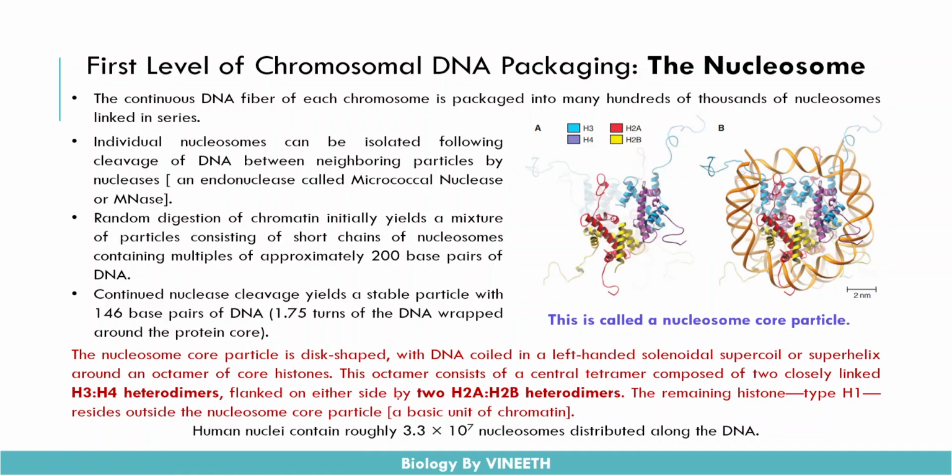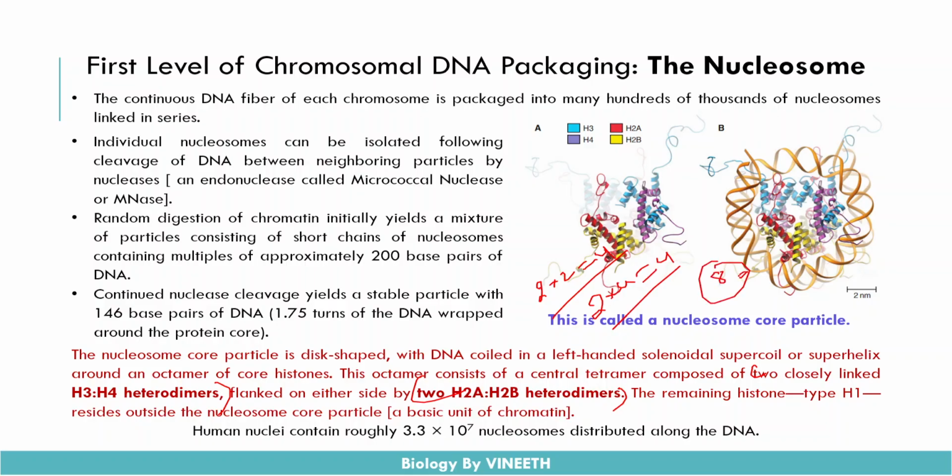So what we have here is two H2A H2B heterodimers, that means 2 into 2 proteins, which forms 4 proteins. And here we also have two closely linked H3 H4 heterodimers, 2 into 2, 4 proteins. So these 4 plus 4 proteins form an octamer core of a set of 8 proteins.